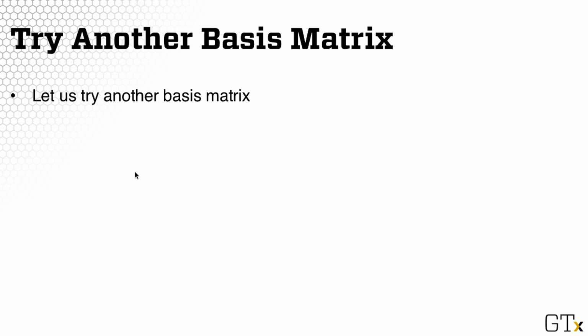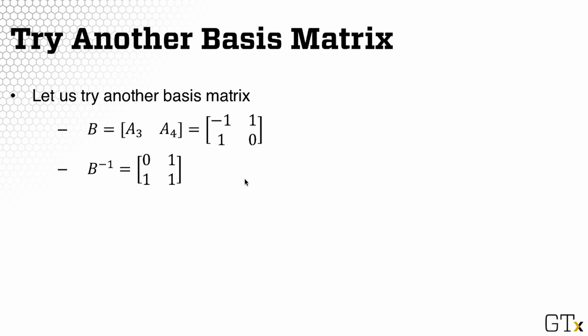So let's do that. Let's try another basis matrix as an exercise. This time we pick columns 3 and 4 of the A matrix, and that is -1, 1, 1, and 0. Again, this matrix is easy to invert. The inverse is 0, 1, 1, 1. You can always double check if this is truly the inverse of this matrix by just multiplying them. They should give the identity matrix.